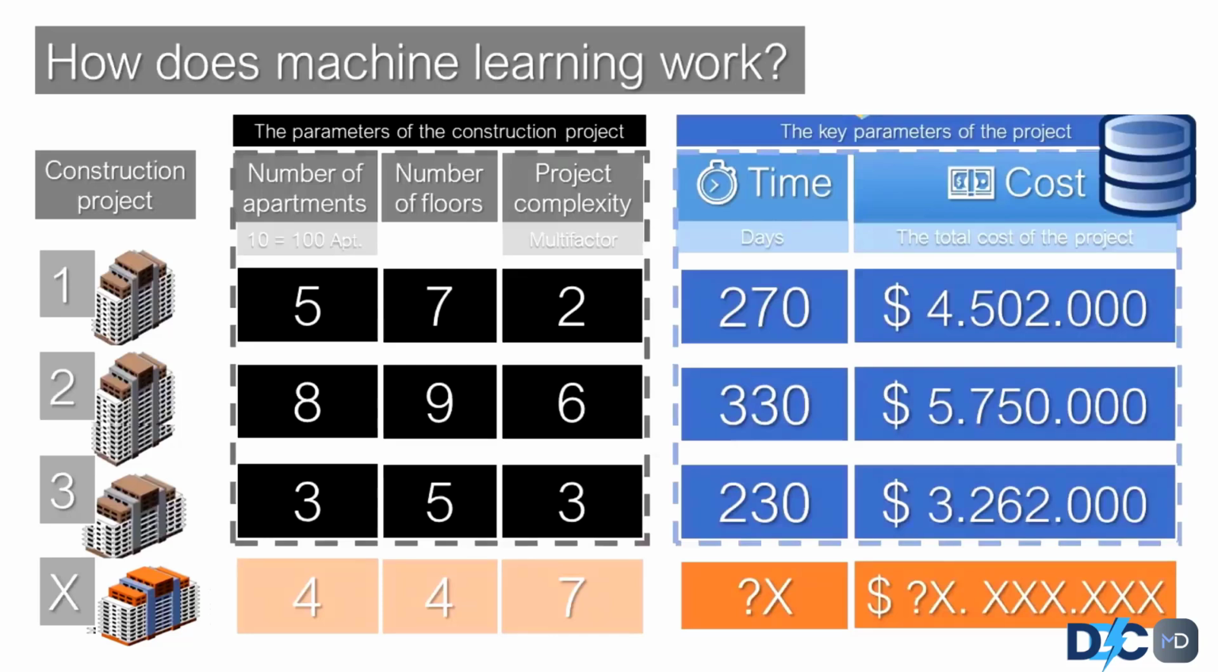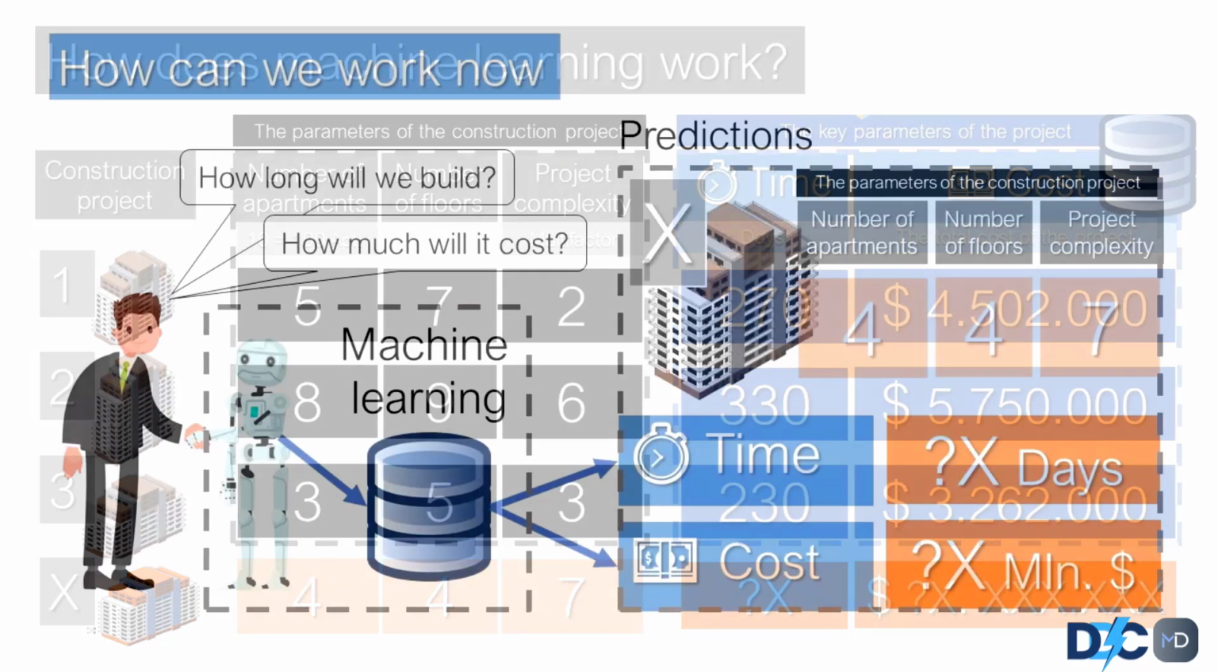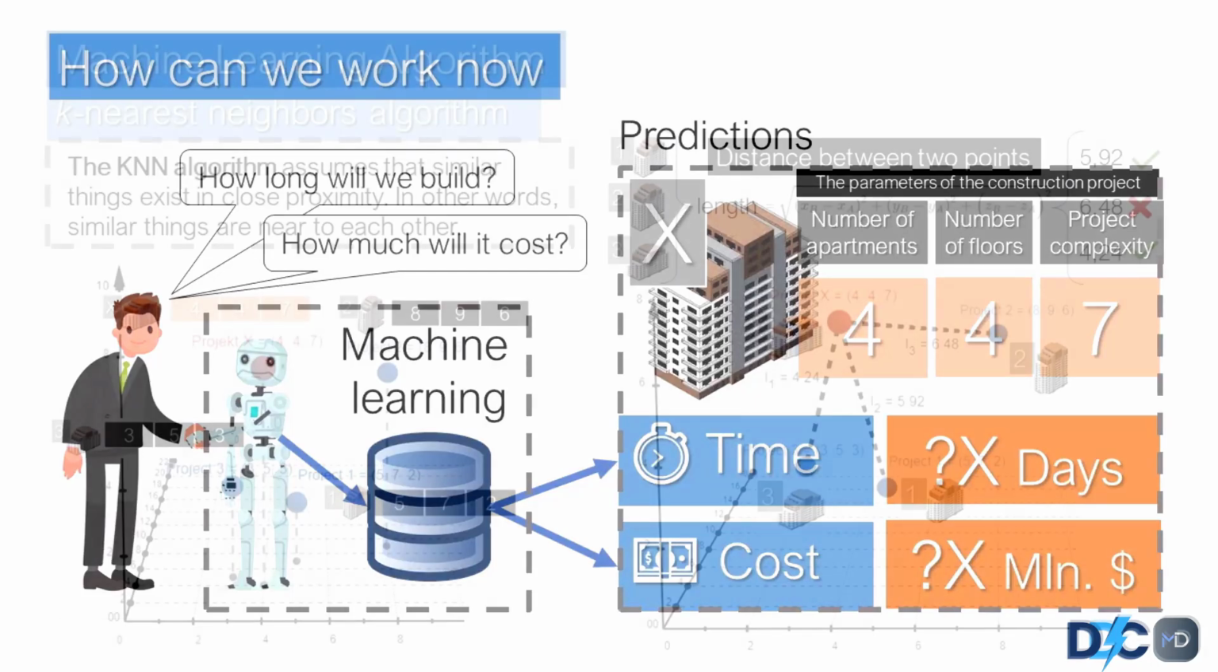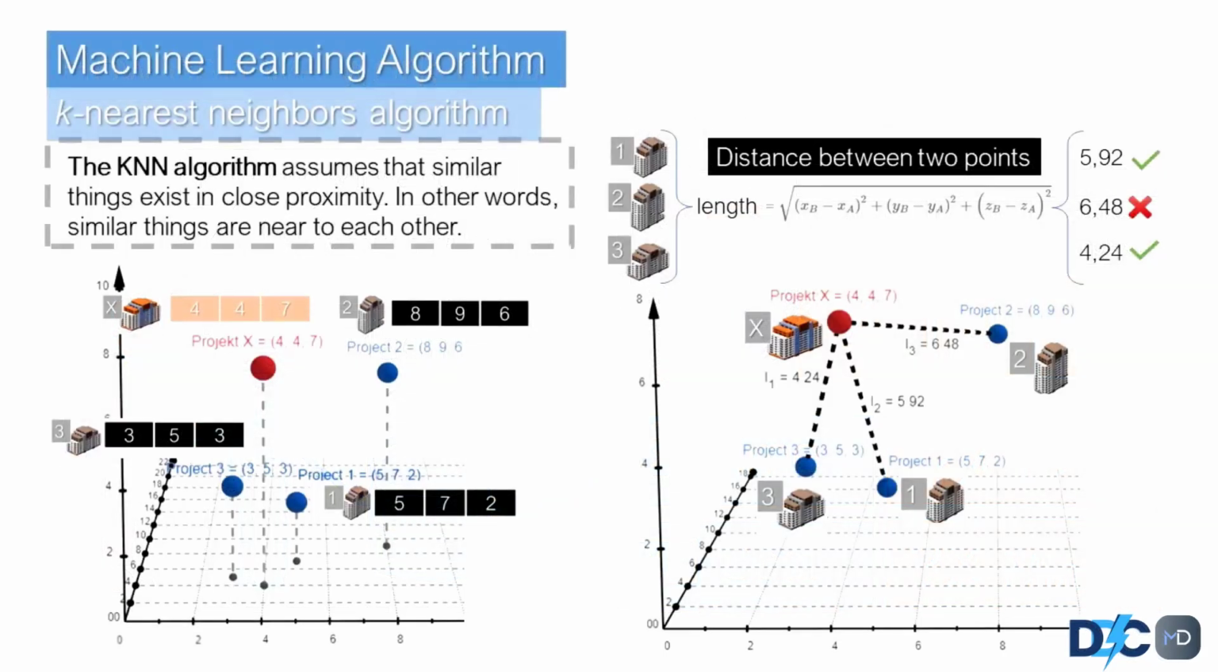Let's simplify this with 3 sample projects, each with 3 parameters: number of apartments, number of floors, and a complexity score. For instance, project 1 has 5 apartments, 7 floors, and a complexity score 2 out of 10. This project took 270 days to complete and cost $4.5 million. Now we want to predict the time and cost for a new project with 4 apartments, 4 floors, and a high complexity. One approach involves the k-nearest neighbors algorithm.